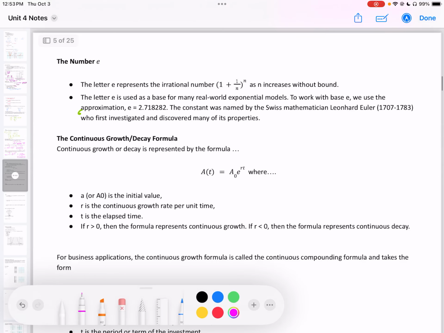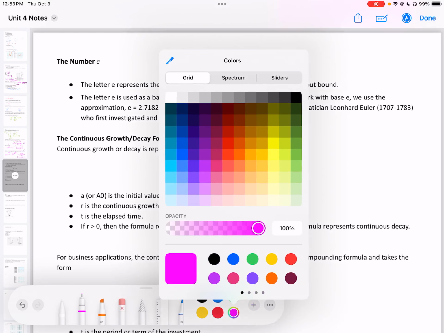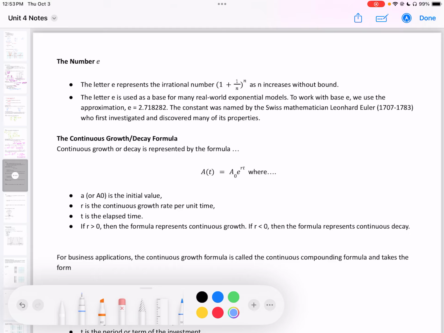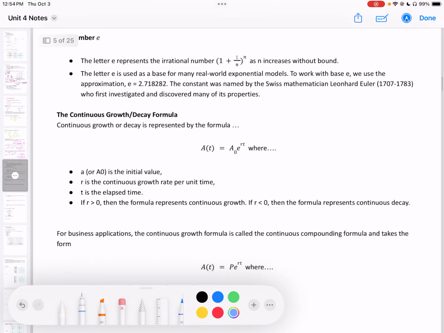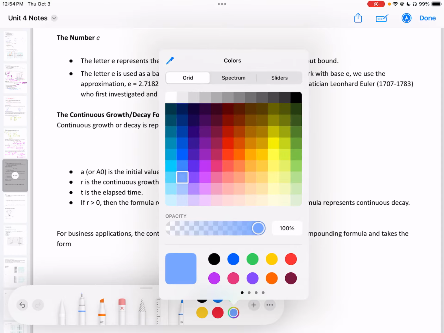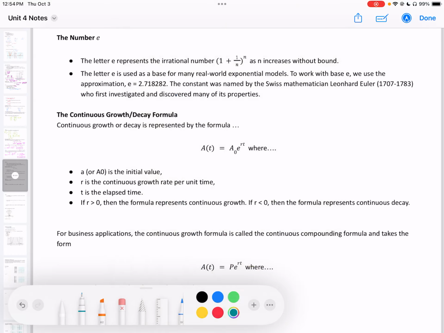Great. Let's talk about the number e here briefly. It represents an irrational number. The equation for it is in front of you. It increases forever without a stopping point. It's often used in a lot of real world exponential models. We can use an approximation for it, but generally we try to use the button on your calculator that represents the whole entire value. So try to avoid using the approximation if you can. If we're working with continuous growth, we're going to end up using e because e does grow continuously forever.